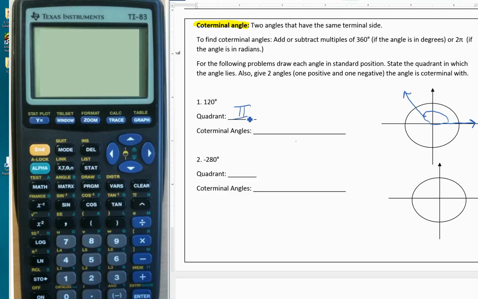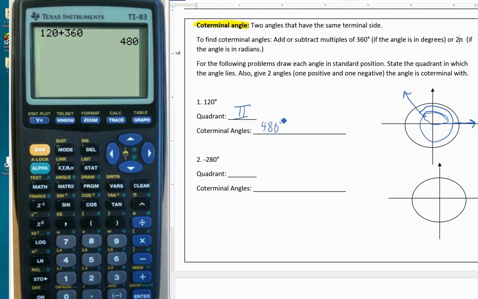Now since this is in degrees, to get coterminal angles, we're going to take 120 and add 360. What we're saying is we have this angle, and if we go this angle and then go another full time around the circle, we would land in that same spot. It would look exactly the same unless you had drawn this diagram of how far you had rotated. So we're going to do 120 plus 360. One coterminal angle is 480 degrees.